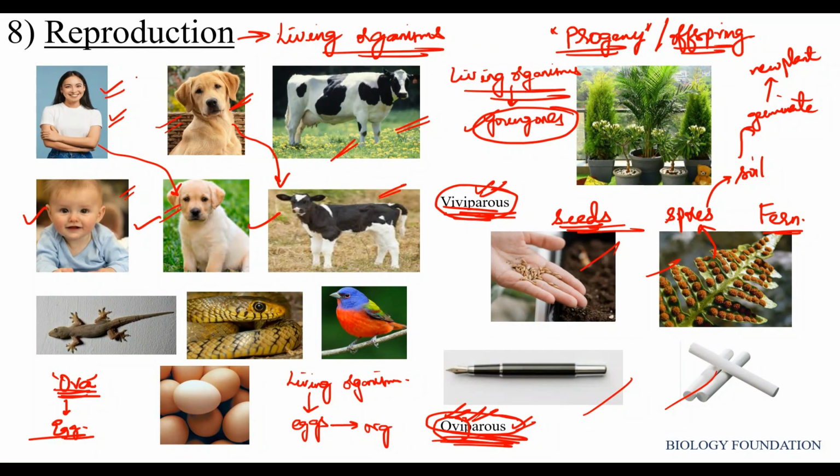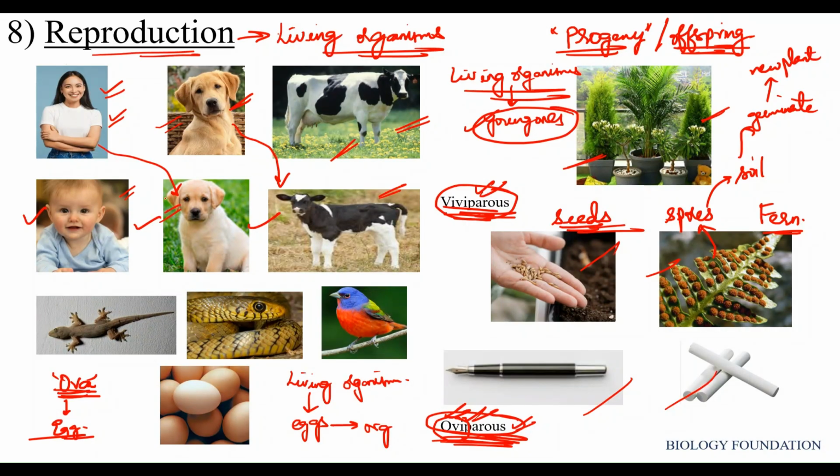Progeny means children. Not only is the term progeny used for human beings, it can be used even for plants. Offspring also can be used for plants. So during the process of reproduction, progeny or offspring are produced either by giving birth to young ones or by laying eggs, or in the case of plants by producing seeds or spores. So any living organism shows the process of reproduction.